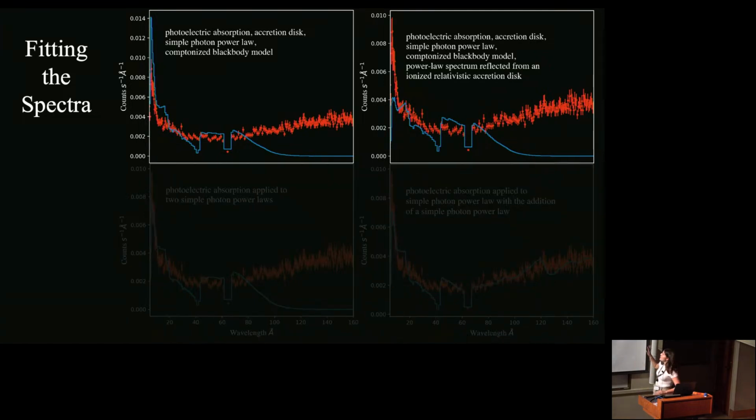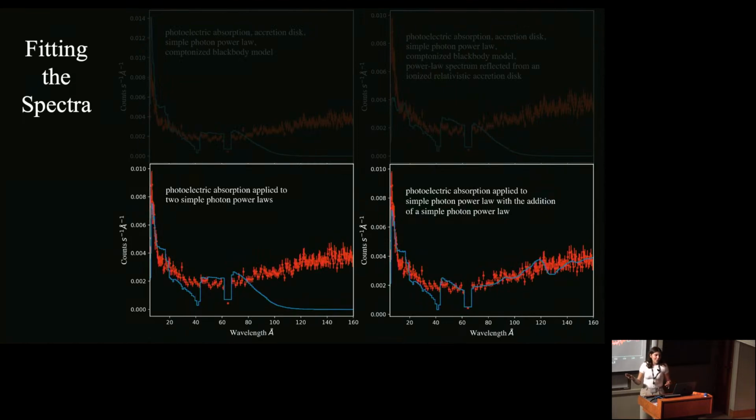At the top, I am showing more complex fits. Here we have a photoelectric absorption component, which takes into account anything that's between us and the source, such as dust in space. And then we have an accretion disk, a simple photon power law, and a Comptonized black body model. Both of these contain those fitting models, but this one has the addition of a reflection coefficient. The bottom 2 are a lot simpler. These 2 just have a simple photon power law applied to that photoelectric absorption.